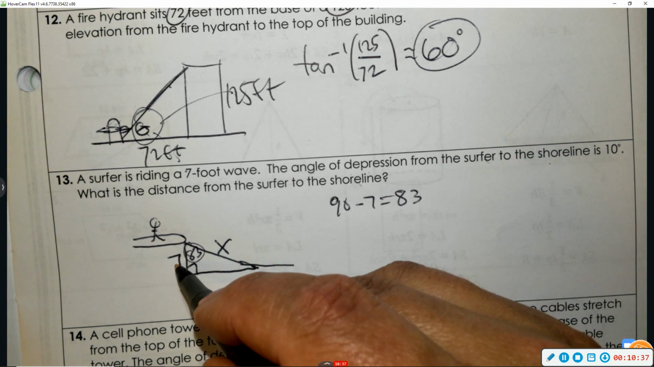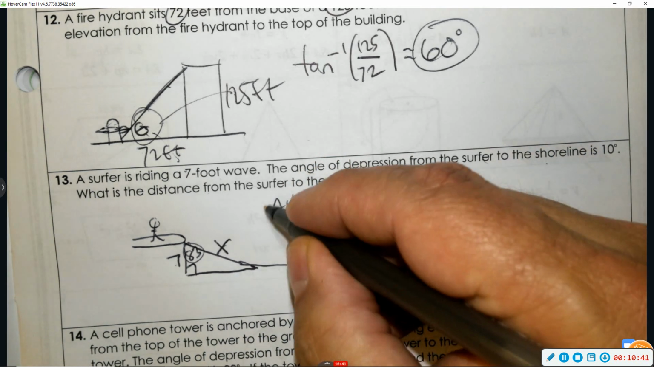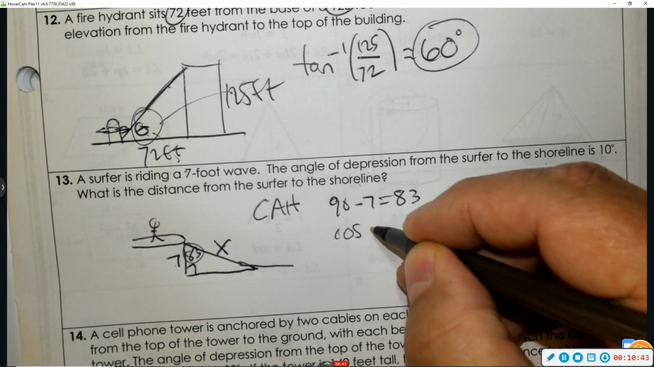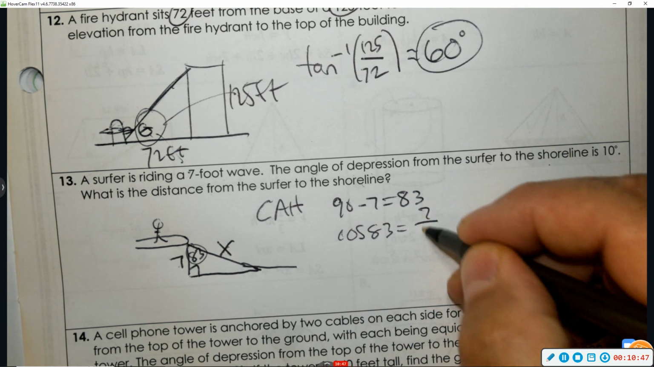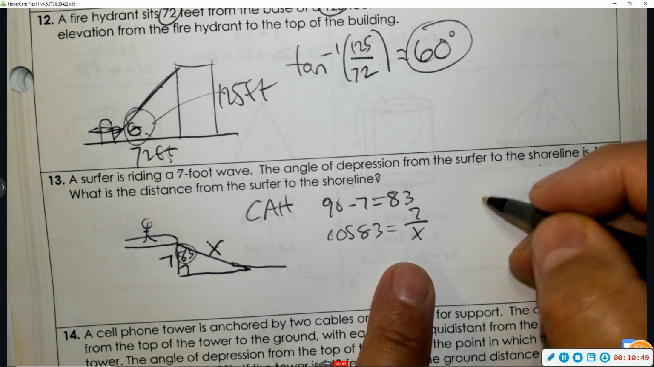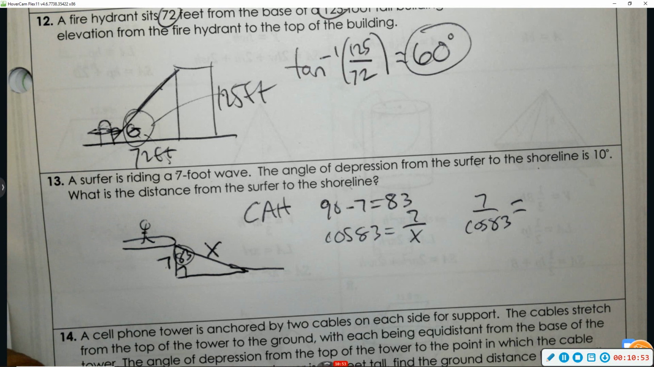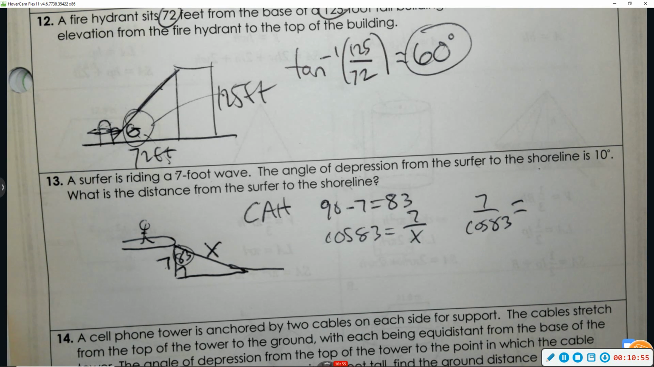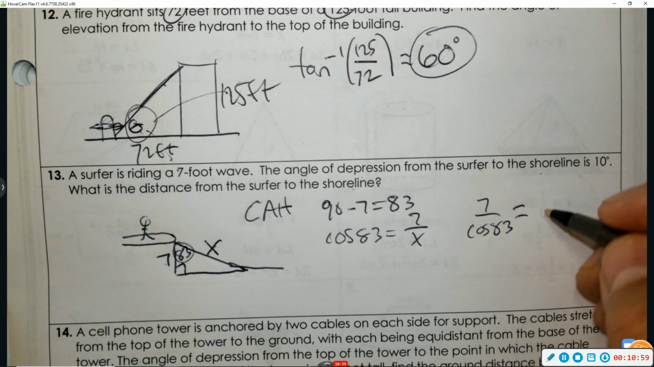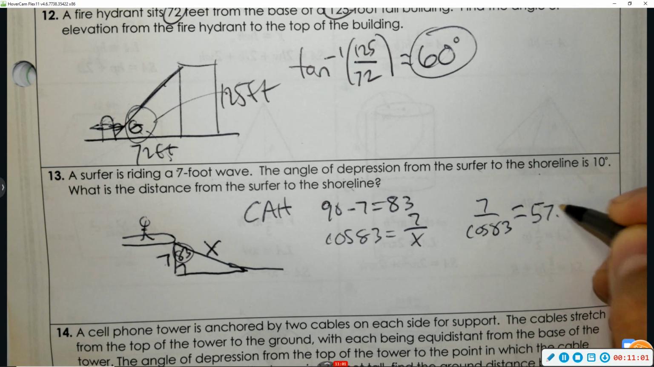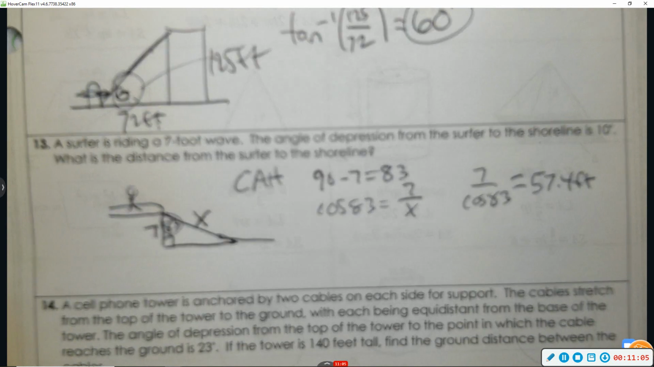That's adjacent over hypotenuse. So which one uses adjacent and hypotenuse? So we're going to write down cosine of 83 and then the ratio. That's adjacent over hypotenuse, and then divide to find it. So 7 divided by cosine 83, and you get 57.4 in terms of how far he is from the shoreline.